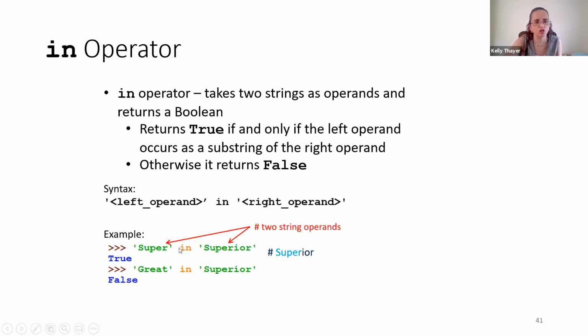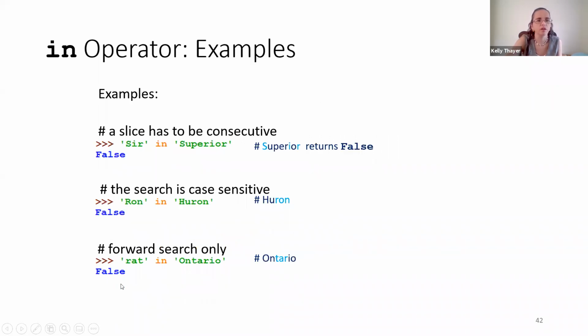For example, is super in superior? Yes, it is, so it will return true. We can also ask, does great appear in superior? And the answer is false. The in operator can also have some additional examples with some special cases. A slice has to be consecutive. So sir in superior: we can see that sir is in fact in superior, but it's not consecutive, so this is going to return false.